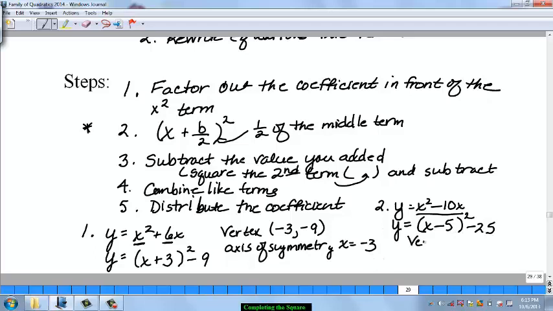So here the vertex of this one is going to be (5, -25). The axis of symmetry, which I'll let you write as AOS, is x equals 5. You have to write it like that. Okay? Now, we're going to try some harder ones, but I just wanted to kind of get a warm-up of what we're going to be doing.